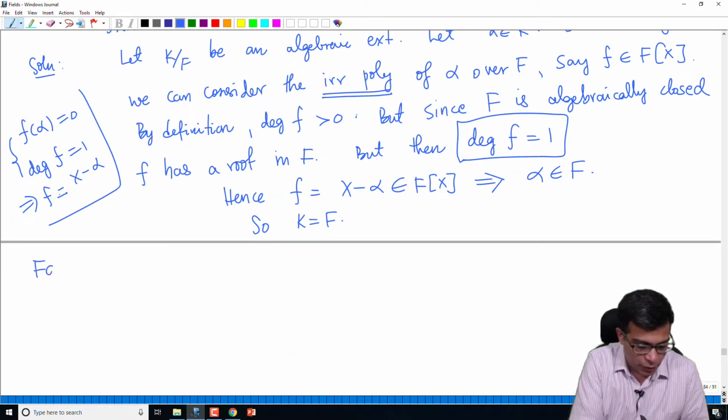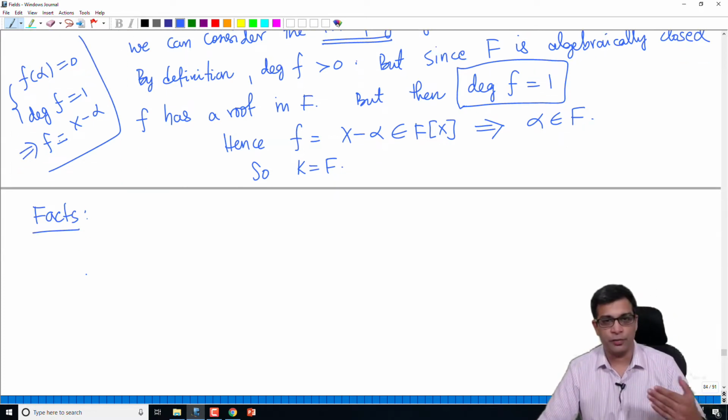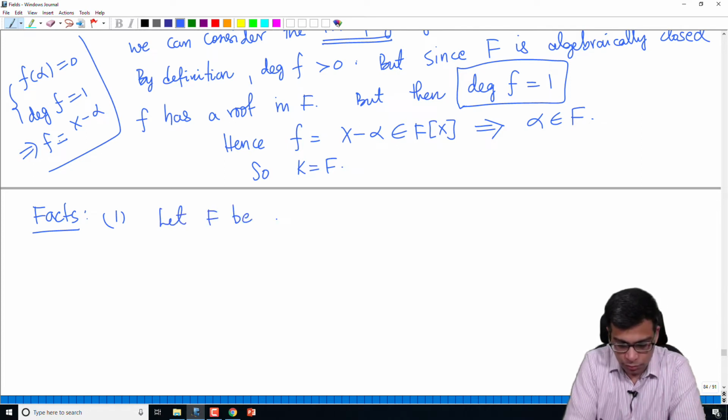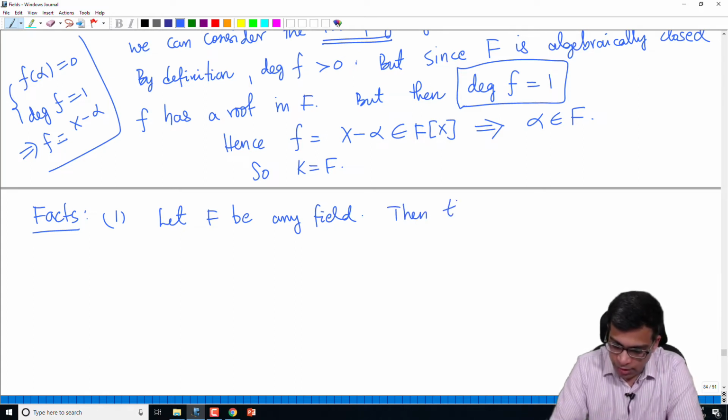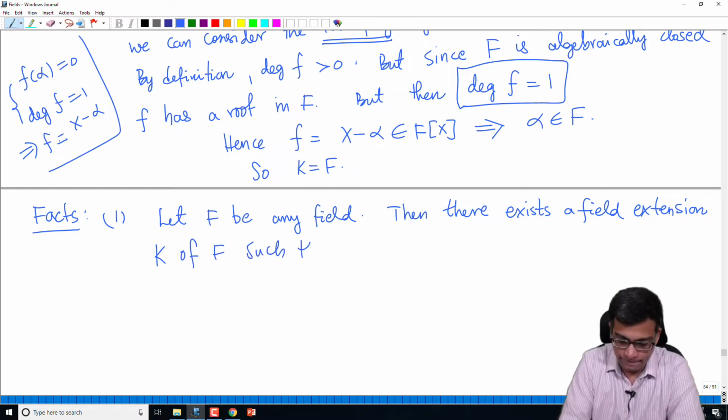So I will give you a couple of facts here which you may use in exercises and exams and homeworks, and you will learn these in a different course. First fact is that, let F be any field, then there exists a field extension K of F such that K is algebraically closed.